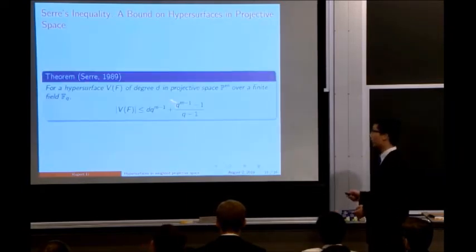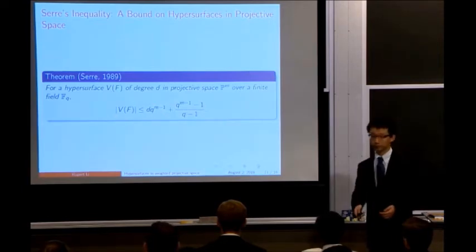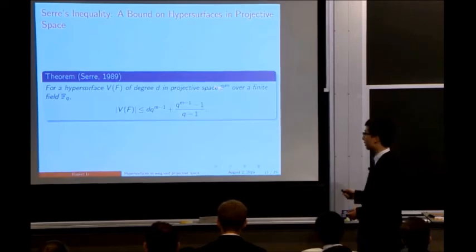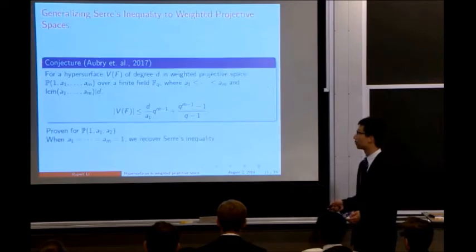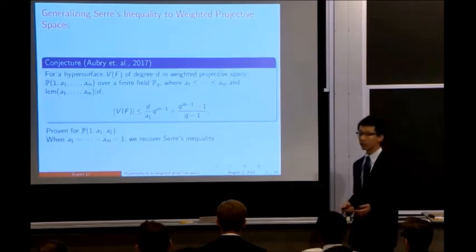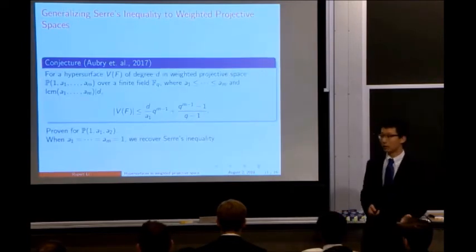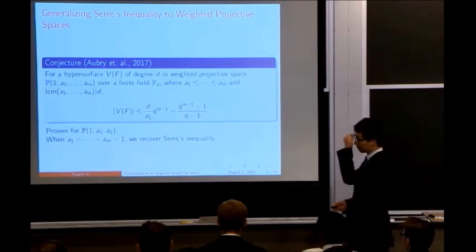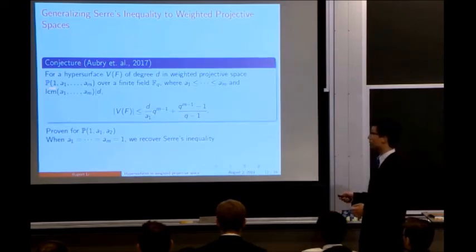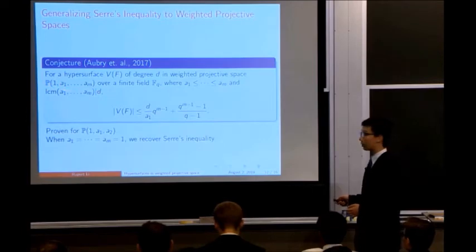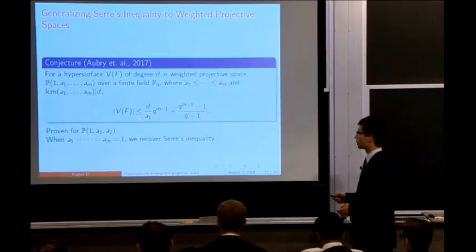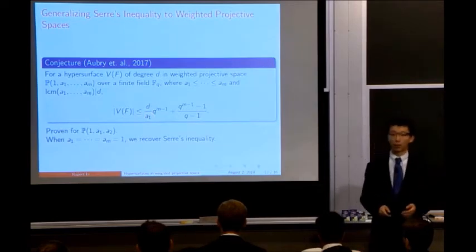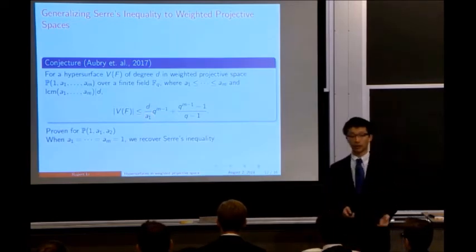And so this inequality just shows that the number of solutions must be no more than this number. Again, this is in projective space, though, and my project is in weighted projective space. So in 2017, Aubrey and collaborators made a conjecture that this bound would generalize into weighted projective space. So as long as your first weight is a 1, and then you store all the other weights, which are positive integers, in increasing order, then all you have to do is just divide by a1. But they were only able to prove this for the 2-dimensional case.